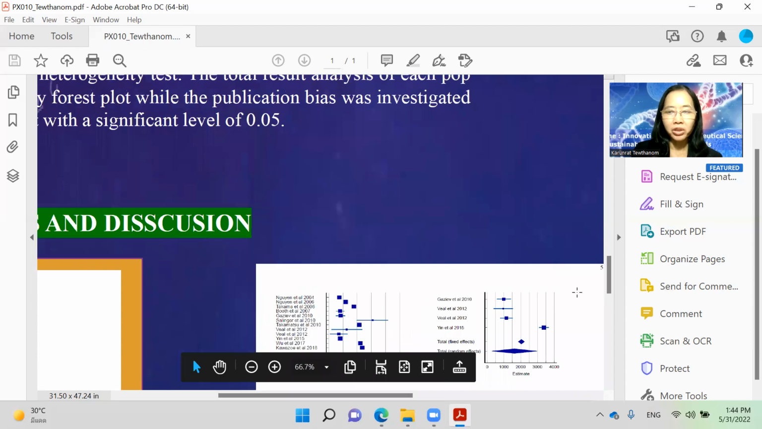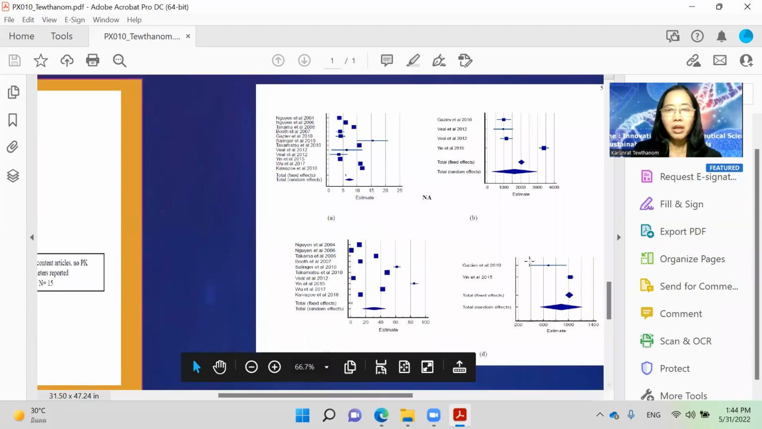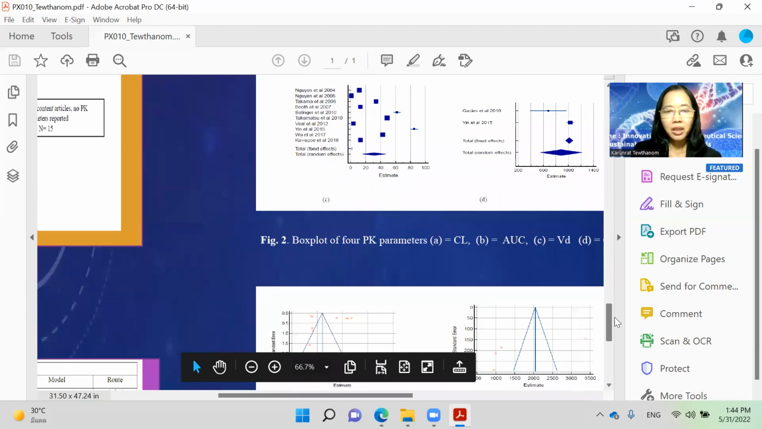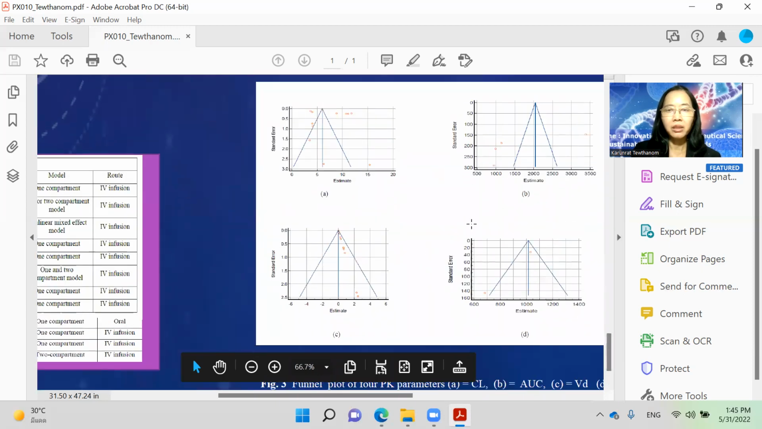And this is the forest plot figure of the 4 parameters. And these are the funnel plots. It shows the publication bias of CSS.